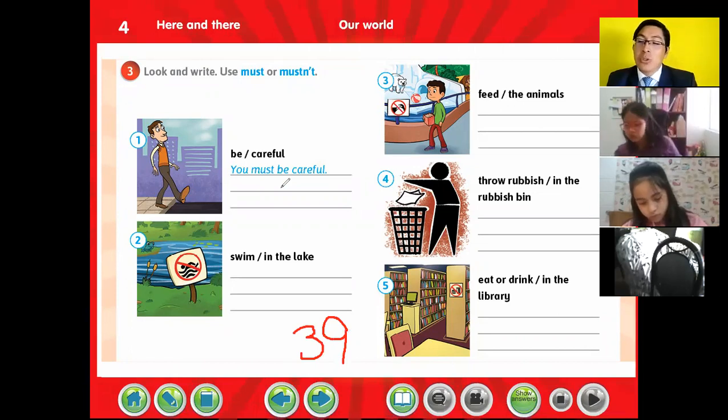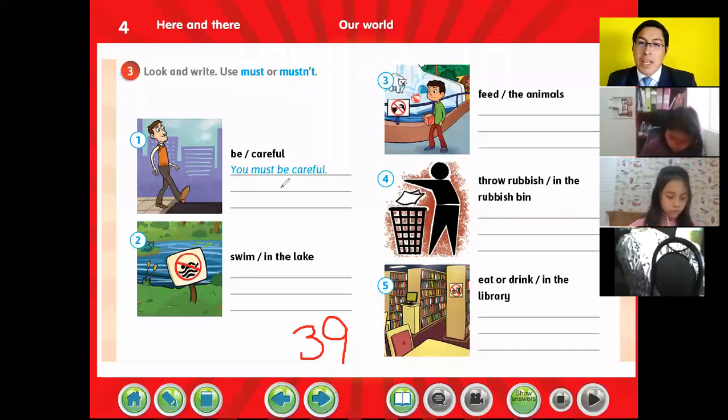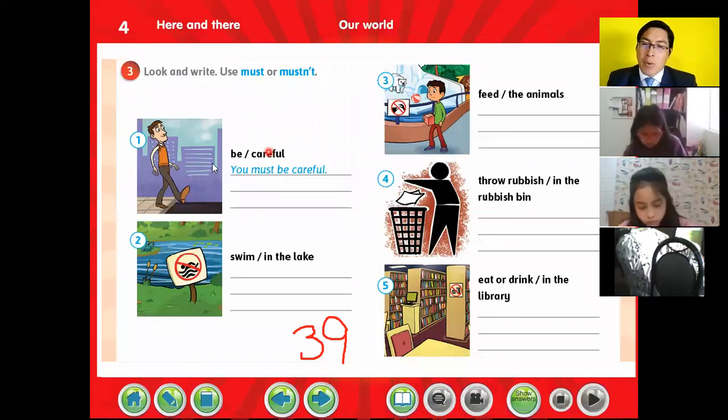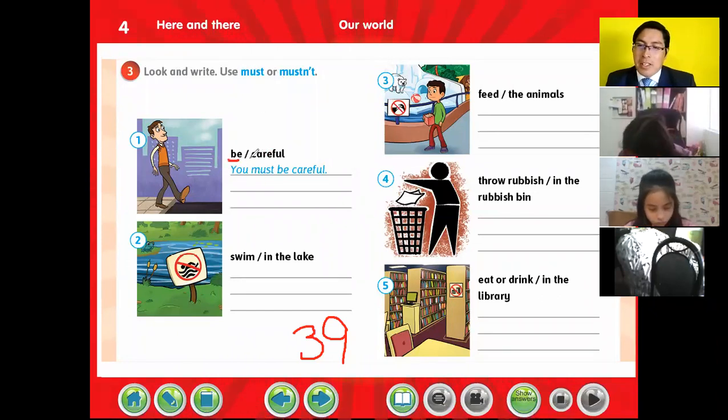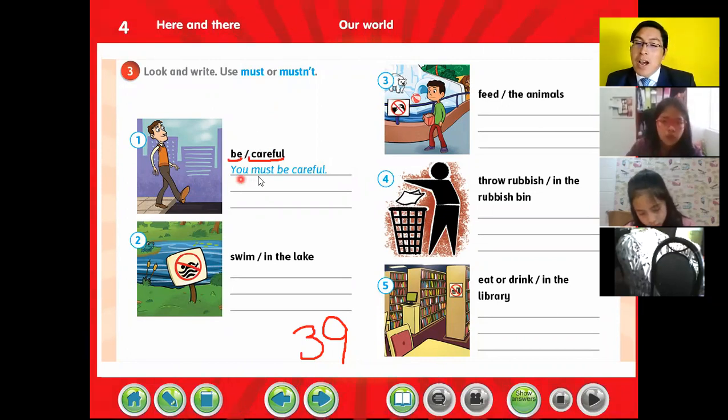Let's talk about rules. You made your writing, no? About rules. Now tell me, what rule is the number one? For example, now this is the example. Be careful. And the rule is, you must be careful. Okay? One volunteer, please. Look at the picture number two. Tell me, what is the rule?